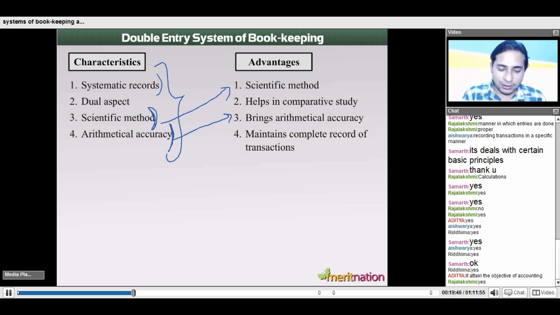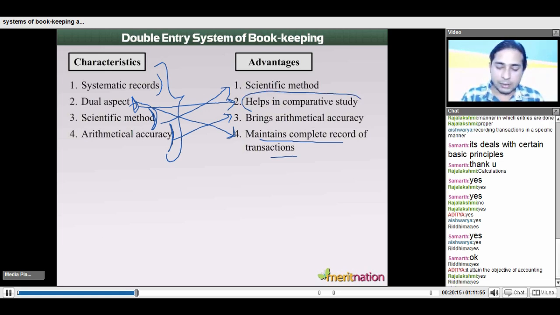Okay, so it is pretty important, and the dual aspect helps us in comparative study. Now, how is it so? The dual aspect helps in maintaining the complete record of transactions. Since for every transaction we have dual aspects, when we are keeping track of both aspects, what are we indirectly doing? We are basically maintaining a complete record of transactions. Isn't that so?